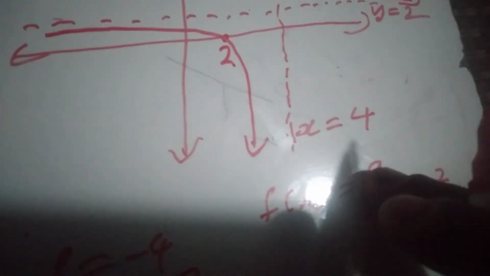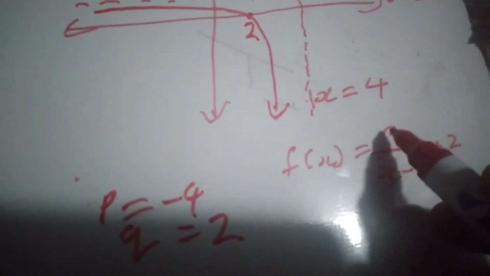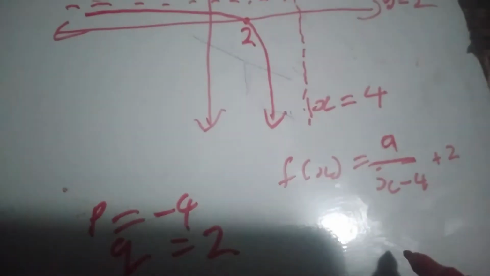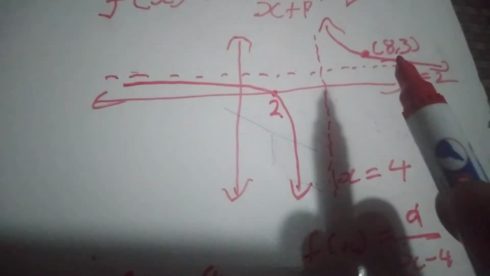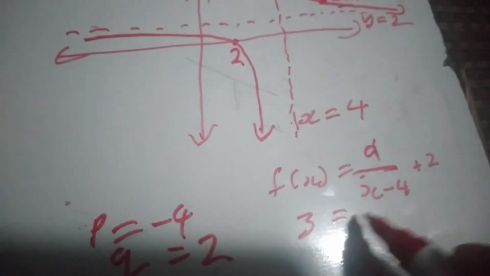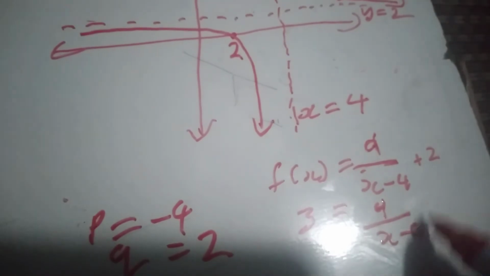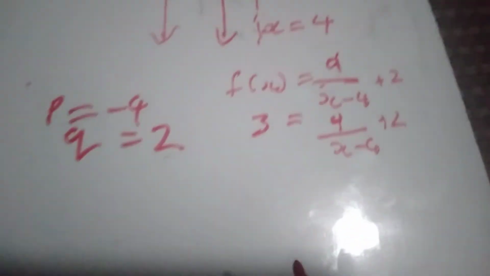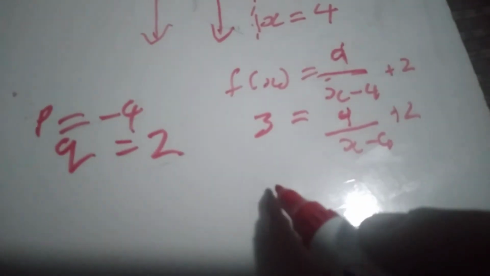So now we've got only one unknown left, which is a. And whenever we've got one unknown left, all we have to do is just substitute a given point. So let's look for an extra point that was given. So the extra point that was given is this. So it means the y value is 3. So we have 3 is equal to a over x minus 4 plus 2. So now let's take this to the other side so that it becomes 3 minus 2, which is 1.